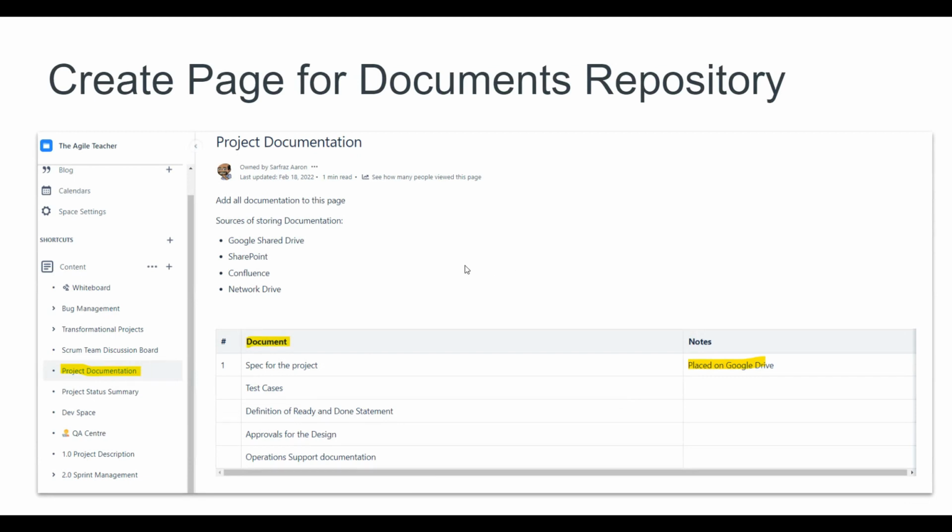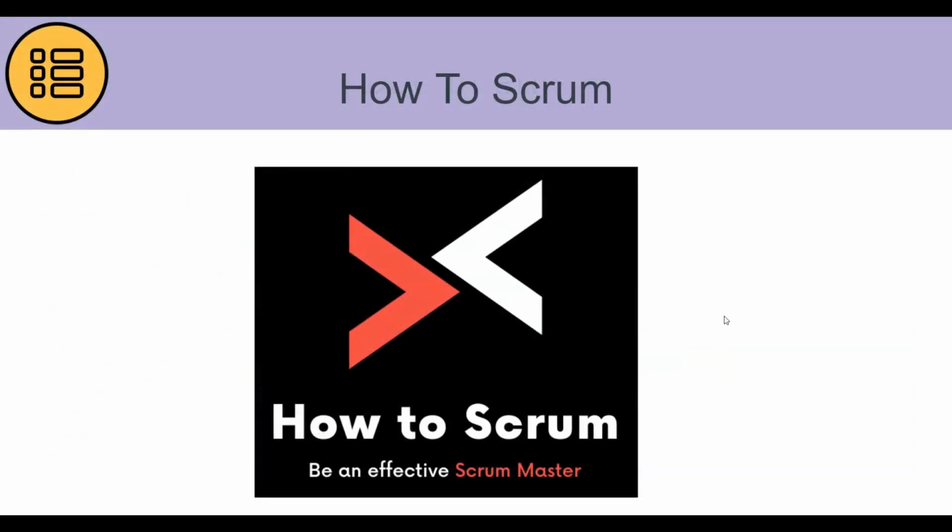So in this video, I'll be showing you how you can leverage Confluence by just creating another page called project documentation. And underneath that, you can put all the links to other documents which are sitting on SharePoint, Google Drive, whatever, and they can just reference everything from this one central location. So let's look at how we can arrange our project documentation using Confluence.